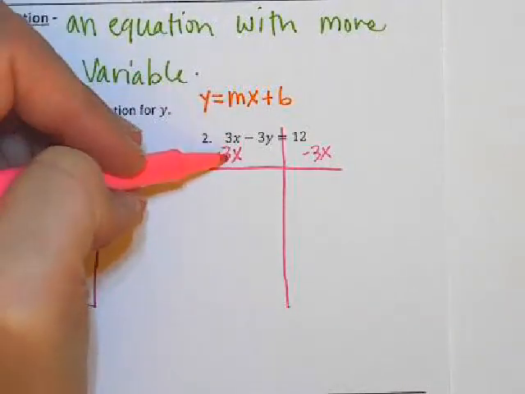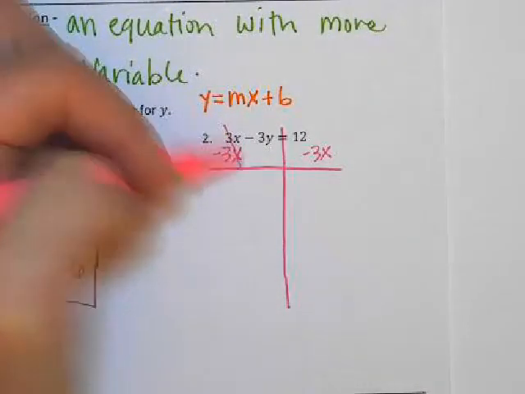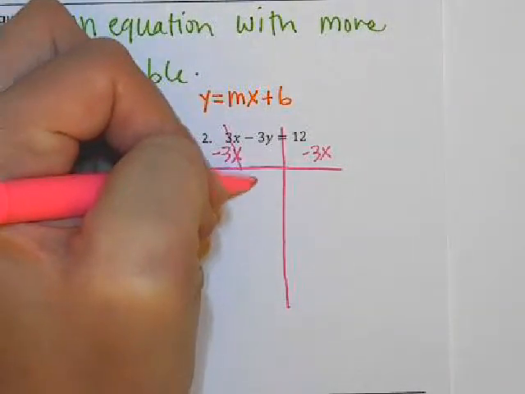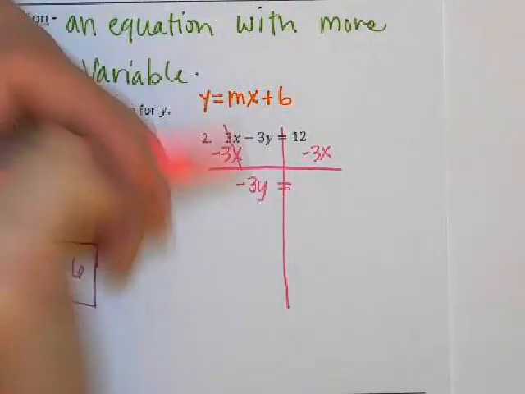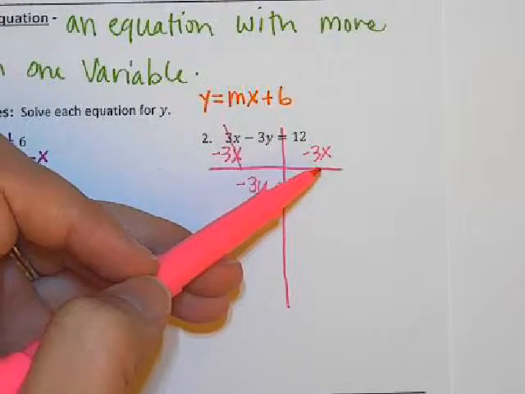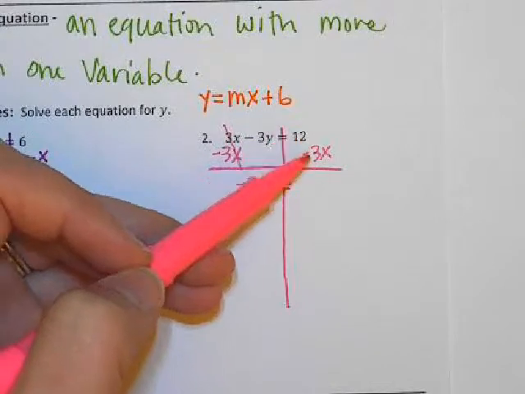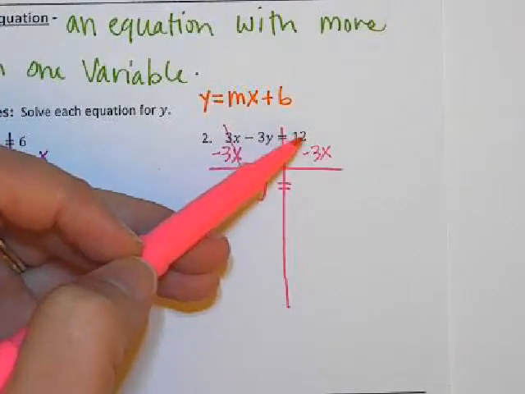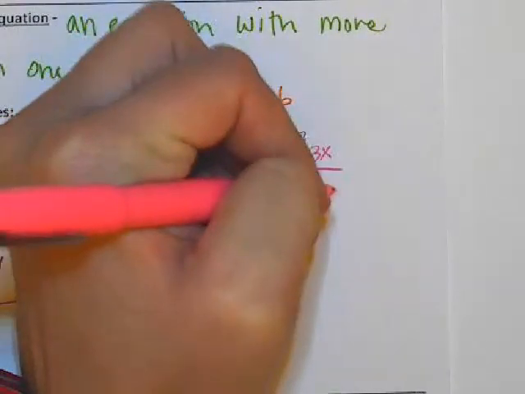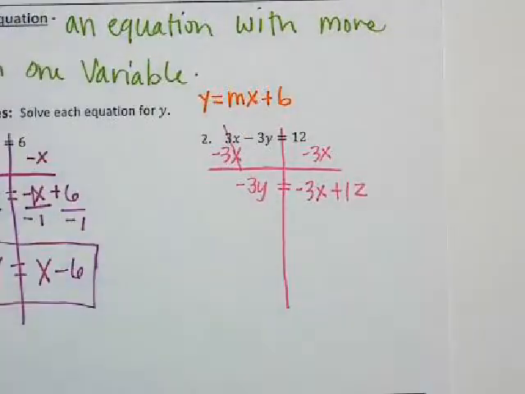Okay, 3x minus 3x is zero. It cancels. Yep, zero. Get rid of all of it. And I'm left with negative 3y equals. Can I say 12 minus 3 is 9? No, because they're not like terms. This has an x, this one does not. I cannot combine those. So I'm just going to write them side by side, and I'm going to put my x first.